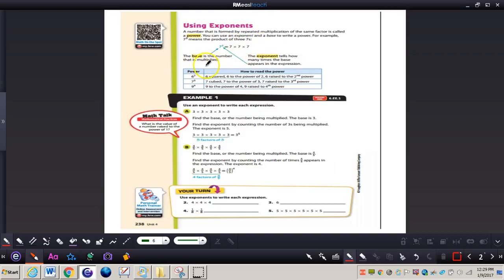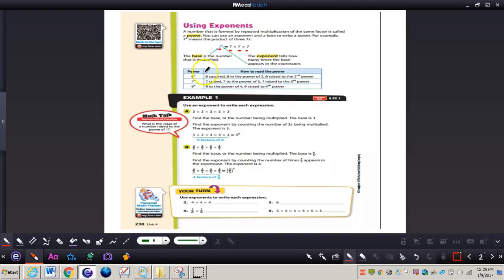So taking a look at what the third power of 7 would be, the base is the number that is multiplied. So 7 would be the base because we're multiplying 7. And the exponent tells how many times the base appears in the expression. So the third power of 7 means you're multiplying 7 3 times. 7 times 7 times 7. So we can see how to read the power.